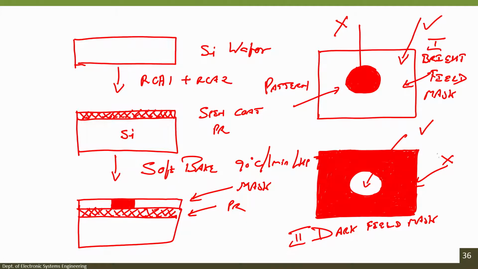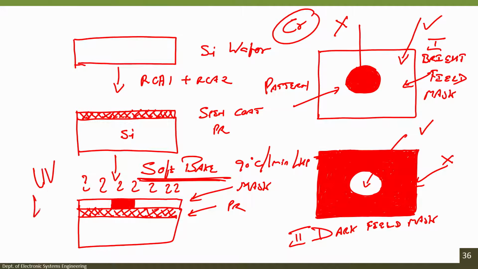Now, I told you that these are chrome masks. So, we have taken a silicon wafer, RCA1 and RCA2 cleaning, then we have spin coated photoresist, and we have a soft bake at 90 degrees centigrade for 1 minute on a hot plate, then we load the mask. After loading the mask, we expose the wafer with UV light, ultraviolet light.